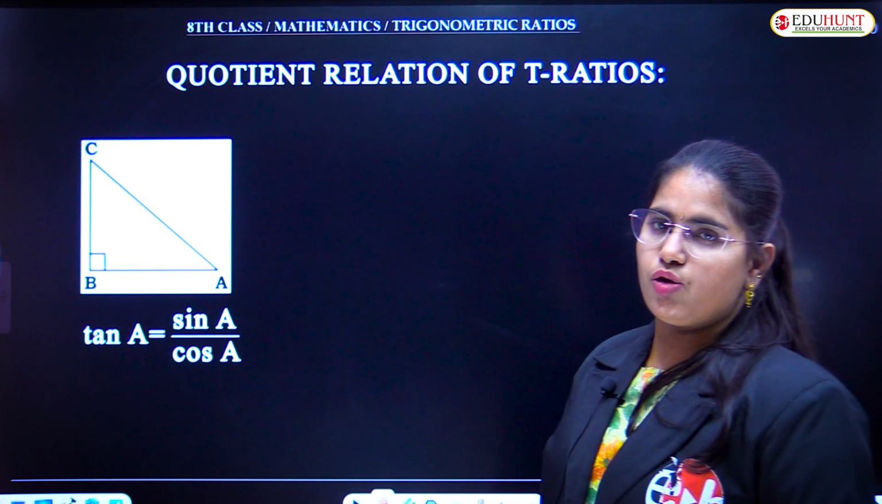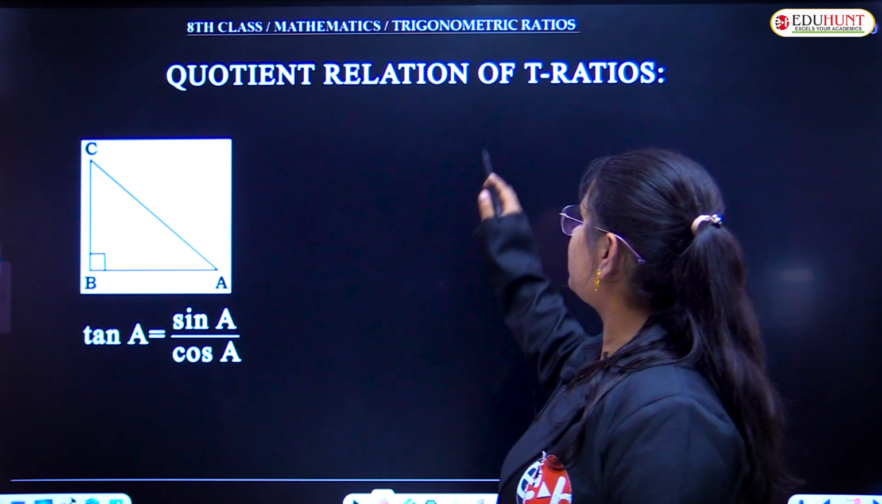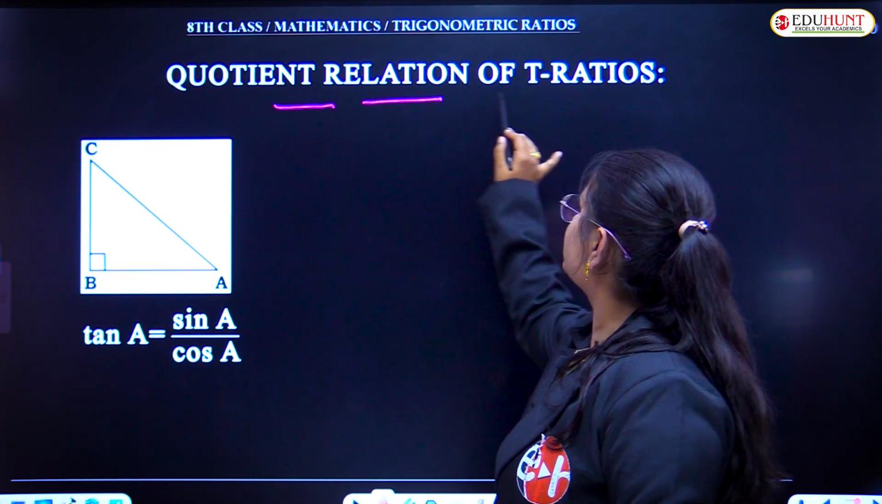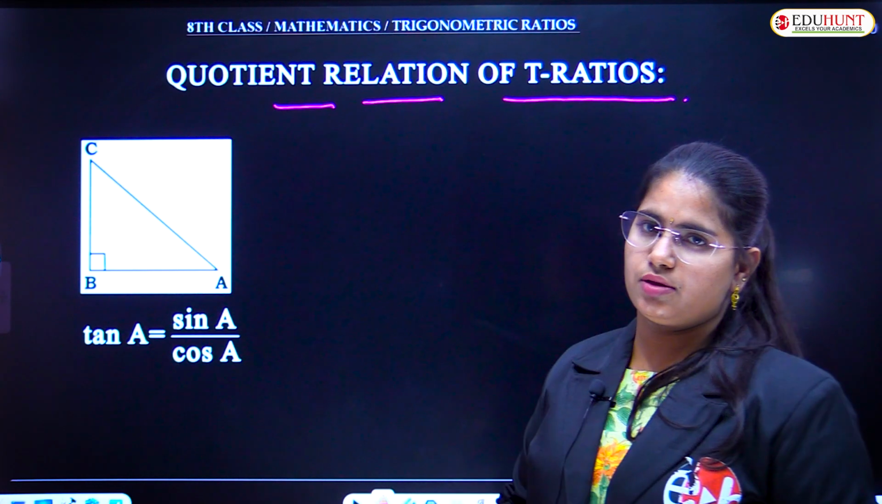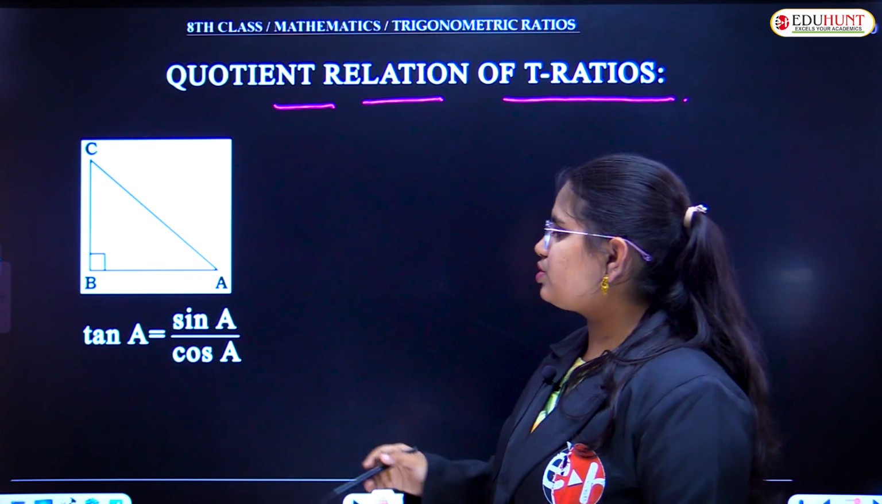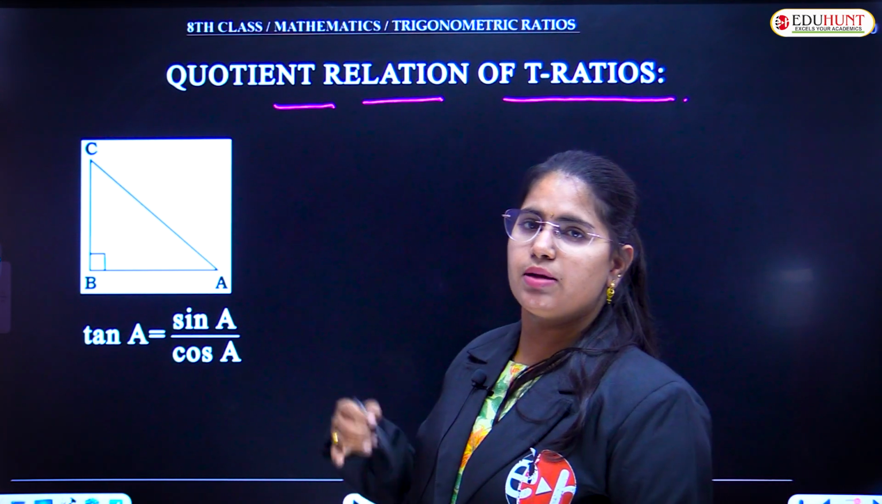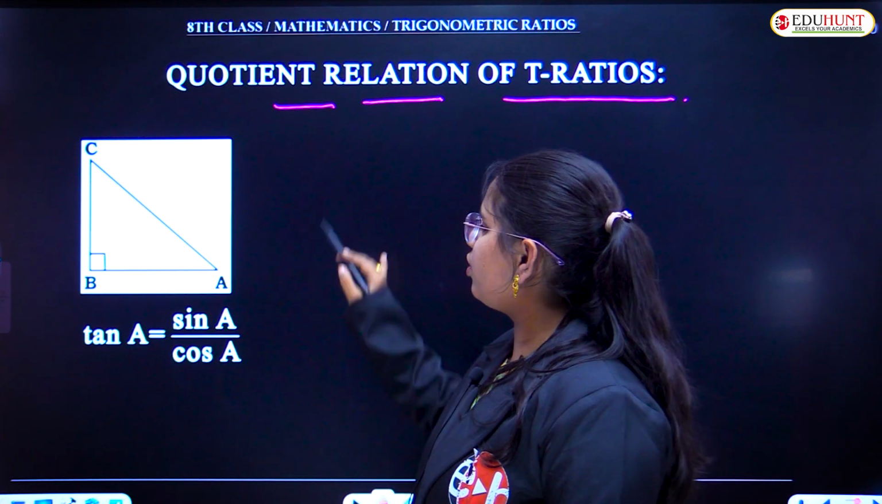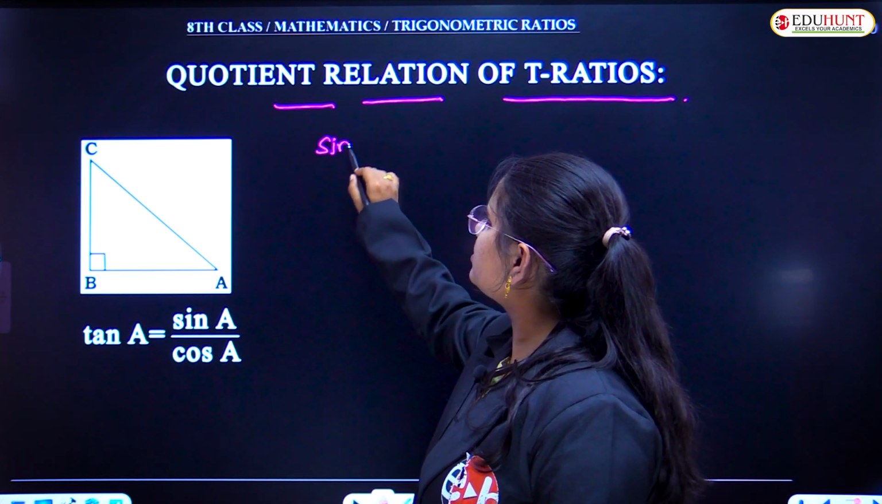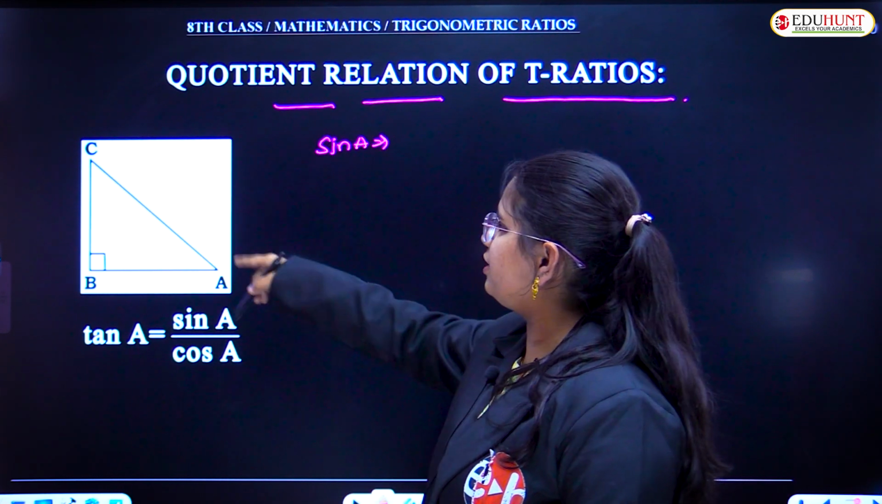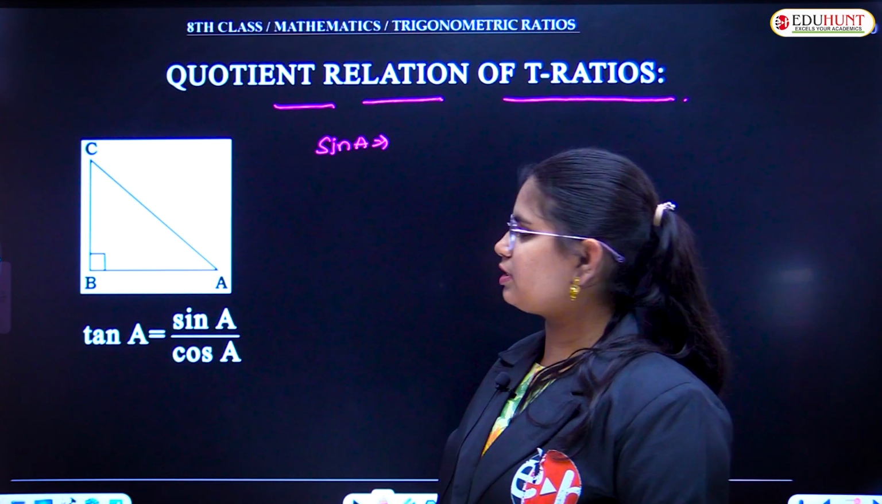The next one is quotient relationships. What is the next one? Quotient relation of trigonometric ratios. So also I can derive some more relationships. So what is sin A value from this? Can you please tell me the value of sin A of this?